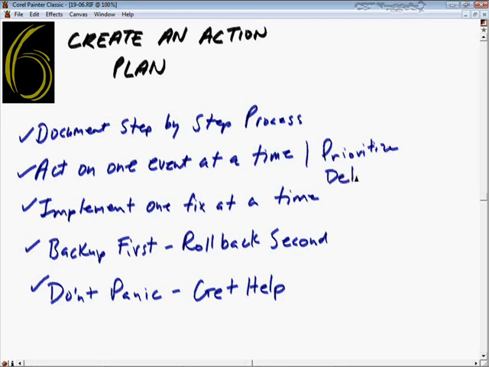So if you're going to act on one thing at a time, you may have to have the power to delegate other issues and other problems to other technicians or operators.